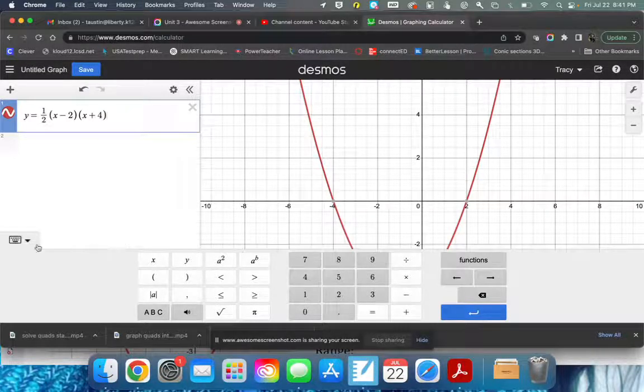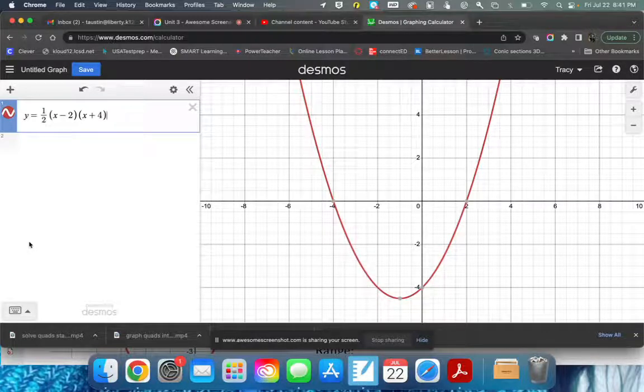Okay, and then when you're done typing it in, just make the keyboard go away so you can actually look at all your points. Okay, so we have our x-intercepts sitting on the x-axis. We have our midpoint, which is our vertex, halfway between them. And then we have our y-intercept. All right, so let's go ahead and start describing the function.